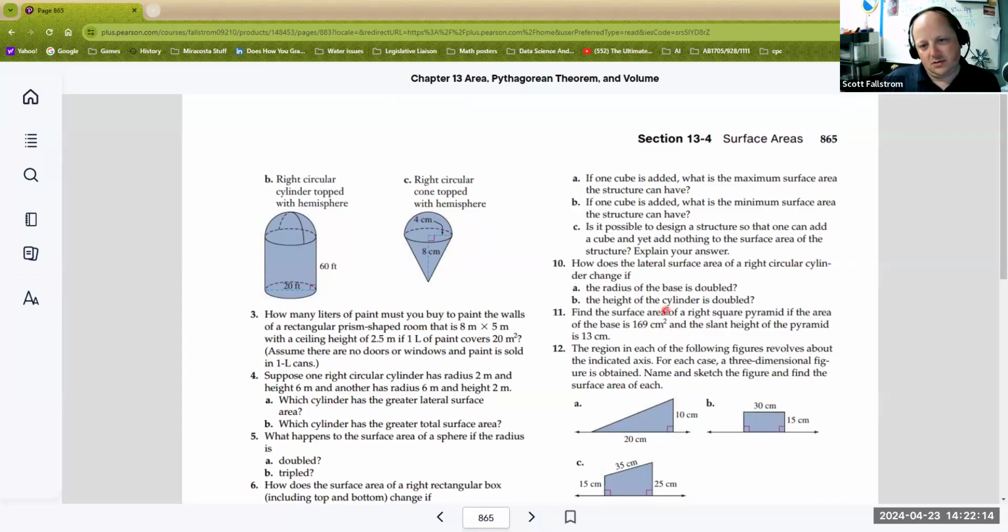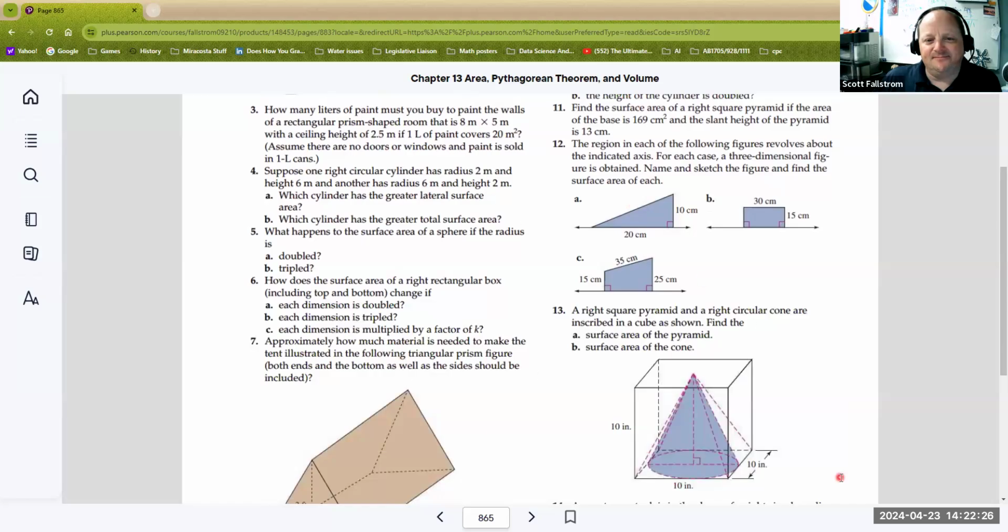And yep, how does the lateral surface area of a right cylinder change if, okay. Oh, but not 10. 12C. Yeah, 12C is another one I did. I think I hinted to it in the homework video where I said, just extend it. Just extend it.